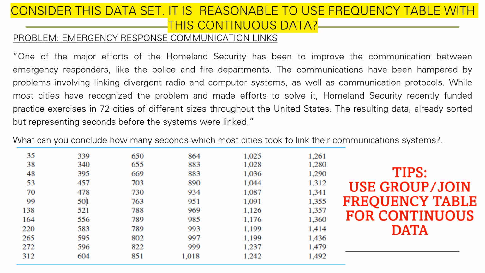In this data set, it is noticed that the minimum time, which is in second, to communicate to this communication system is 35 seconds, and the maximum time to communicate is 1,492 seconds. The range of minimum value and the maximum value is too broad. With this situation, can we do the summarization and exploration of descriptive statistics based on frequency table?